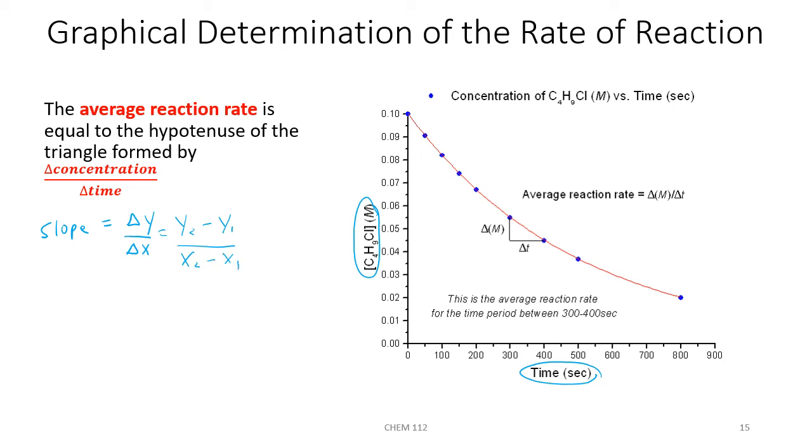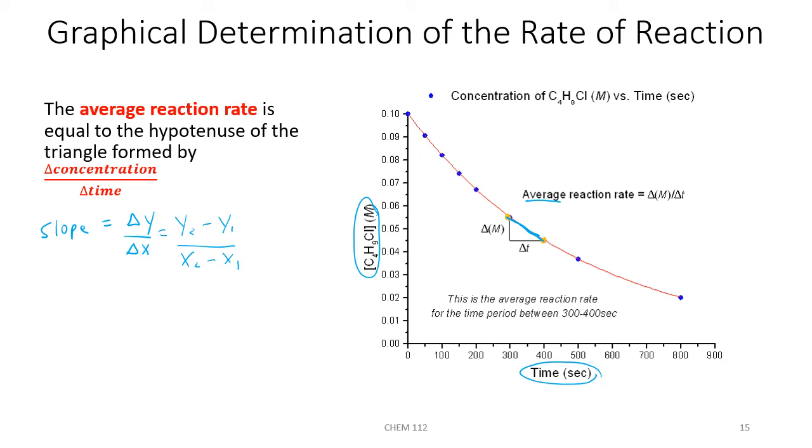So for example, if we look at the graph on the right-hand side, if we had a point of concentration that we measured at a time of 300 seconds, and then we measured the concentration at 400 seconds, we could figure out the slope of the line that would connect those two data points. And that slope would be equal to the average reaction rate over that time period of 100 seconds that took place.